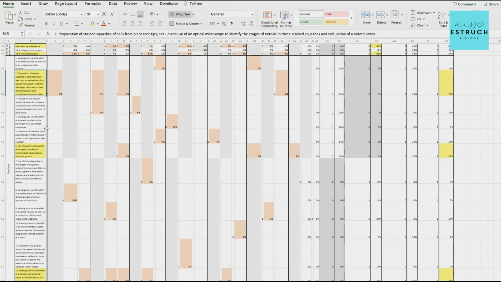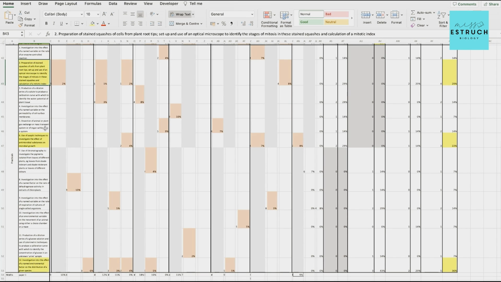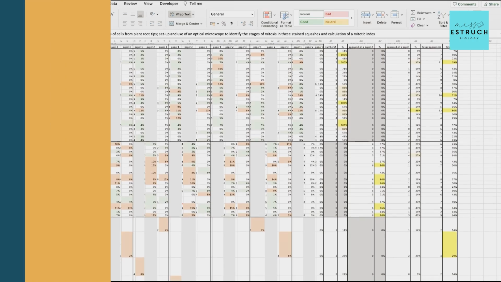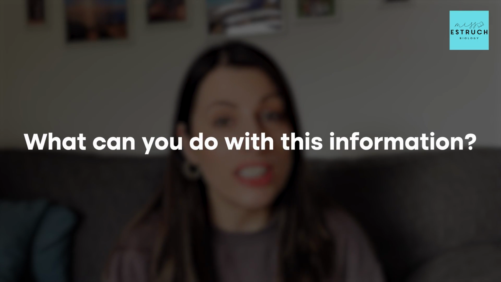But that could still be quite variable. It just means historically, those are the ones that have been assessed the most. So what can you do with this information then after we've gone through this AQA analysis? Well, you still need to revise everything and you should still prioritise what you find hardest.